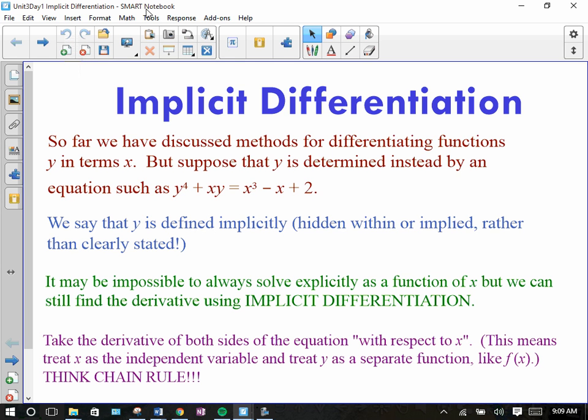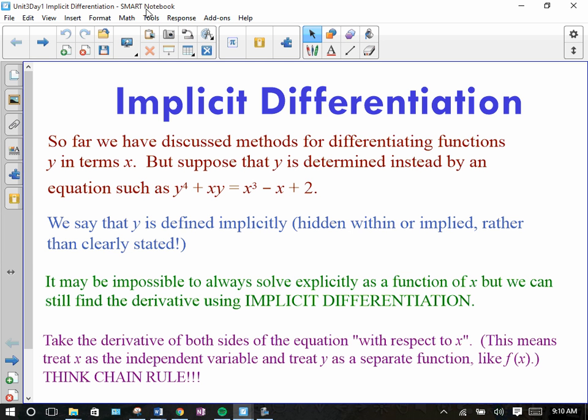Alright, so what we've been talking about for a while now is how to differentiate functions, how to take the derivatives of those. And so far everything has been y in terms of x. So it's like y equals this, y equals that.